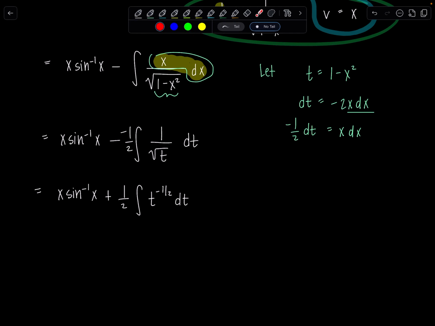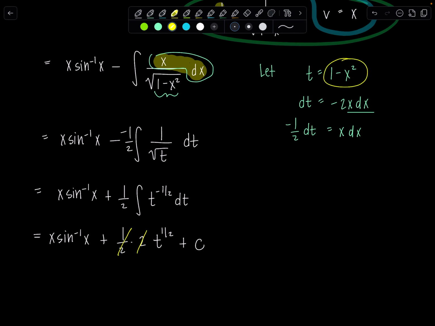Beautiful. Add 1 to the exponent, divide by the new exponent, and rewrite everything as you go so you don't lose somebody along the way. So 1/2, add 1/2, it's going to be t to the positive 1/2. Divide by 1/2 is the same as multiplying by 2, and then plus c. All right, these guys cancel, and then we're almost done. Just make sure you replace t with 1 minus x squared.